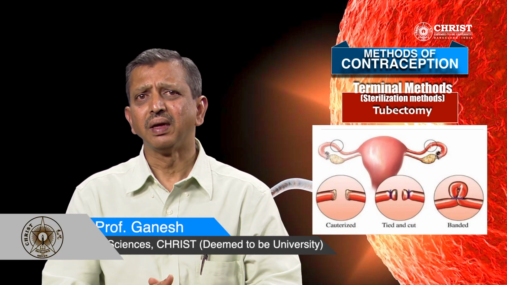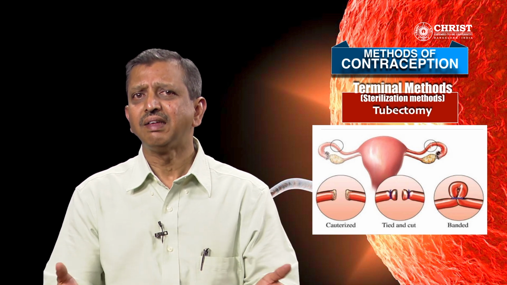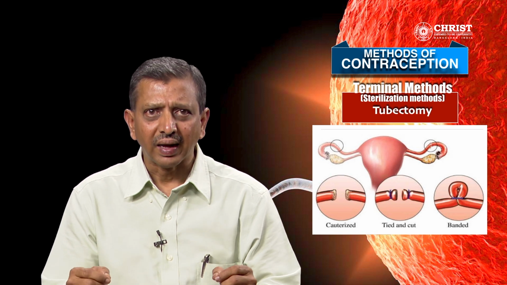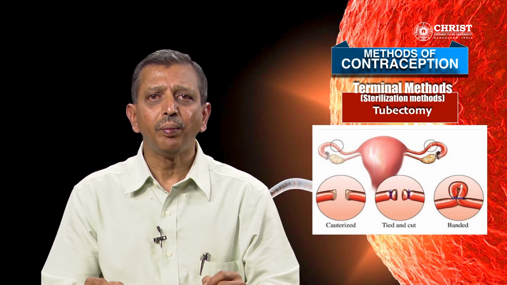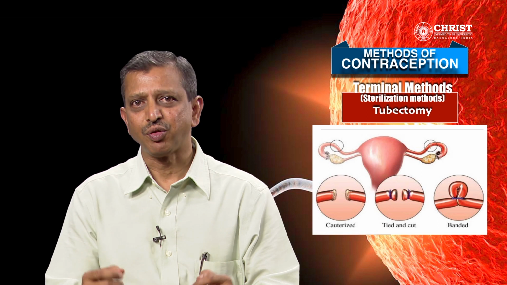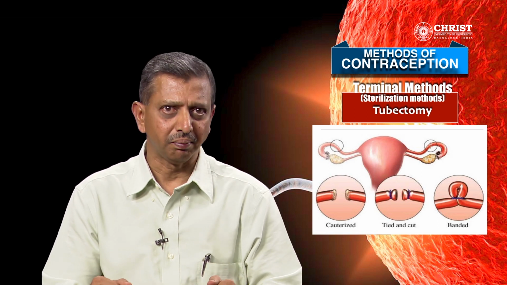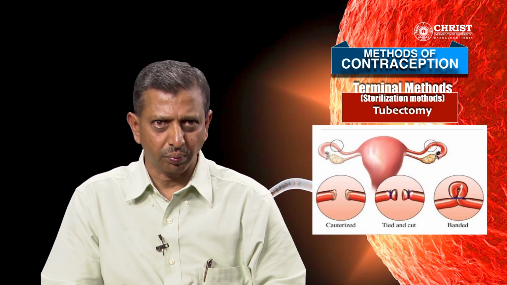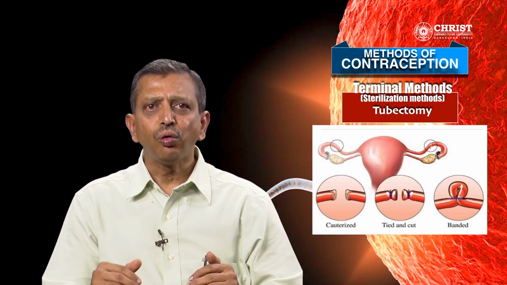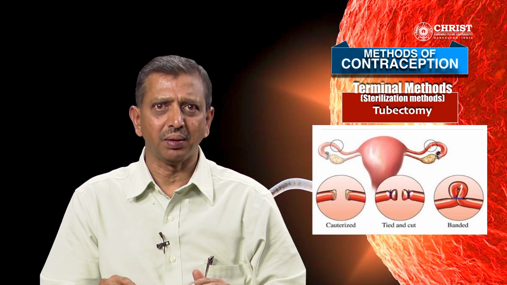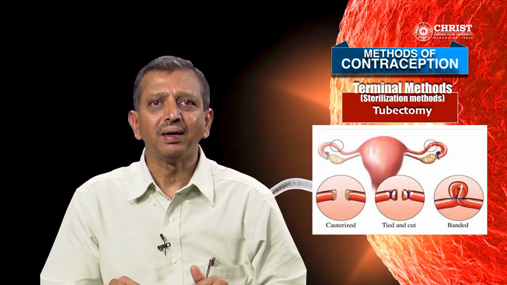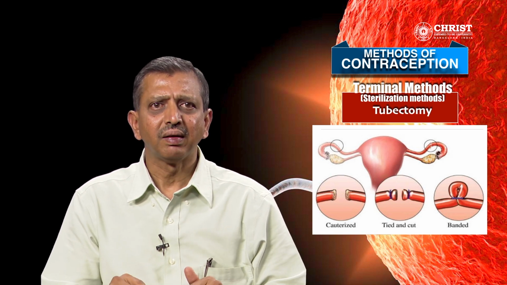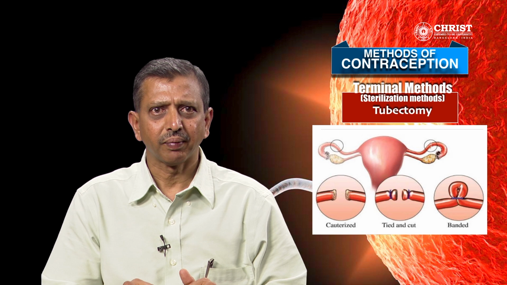In tubectomy, the fallopian tubes on each side are cut and the ends ligated to prevent the movement of ovum and subsequent fertilization by the sperm. This prevents the ovum from entering the fallopian tube. This is also known as tubal ligation, and is done with a device called laparoscope and hence called laparoscopy.